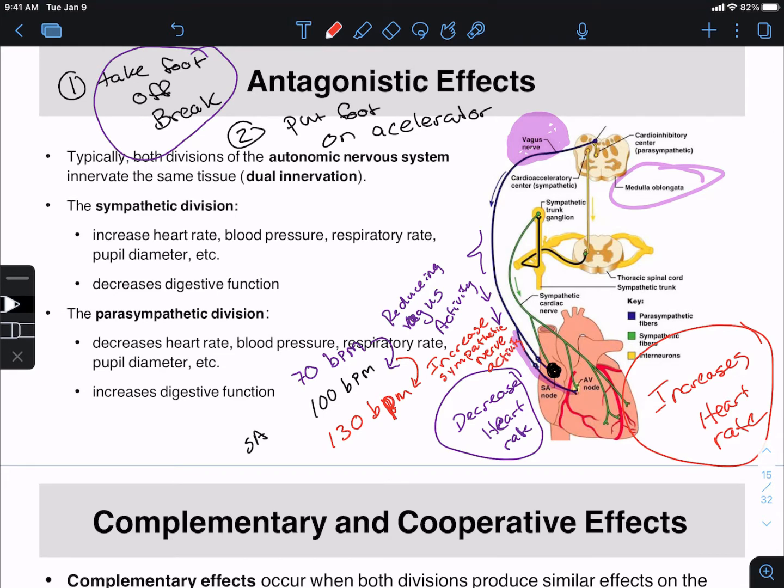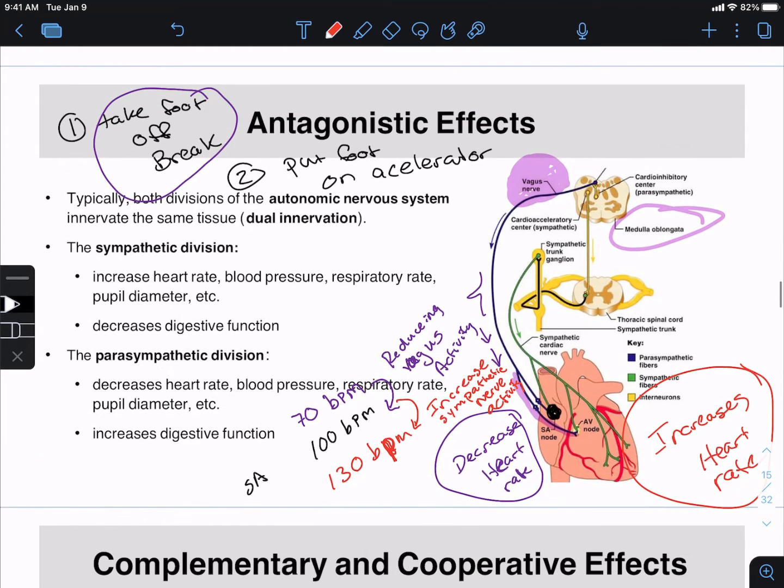And so we regulate heart rate in that way. And in many cases, antagonistic control works something similar. We need to take our foot off the brake first before we put our foot on the accelerator.